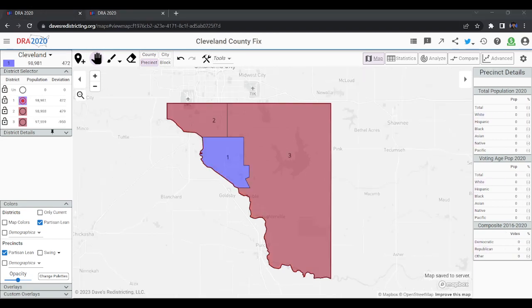This set of districts meets a lot of requirements, in my opinion, that are necessary to follow when you're doing redistricting. 1. These districts are compact. They're not real snaky like the previous ones. 2. They represent actual communities of interest in Cleveland County. And 3. It is a little bit fairer than the previous districts we just covered.